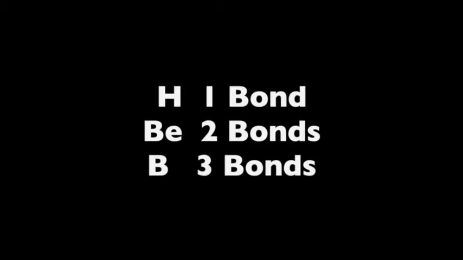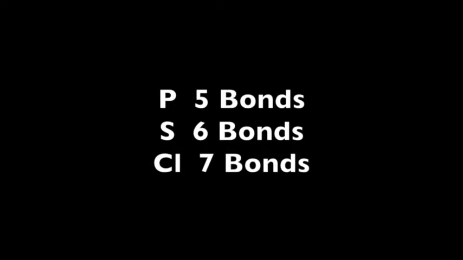Some exceptions to the octet rule include hydrogen, which has 1 bond, beryllium, which has 2 bonds, boron, which has 3 bonds. These exceptions may have less than 8 valence electrons to complete the outer shell, but exceptions that may have more than 8 valence electrons to complete the outer shell include phosphorus, which has 5 bonds, sulfur, which has 6 bonds, and chlorine, which has 7 bonds, and then everything beneath those elements on the periodic table.